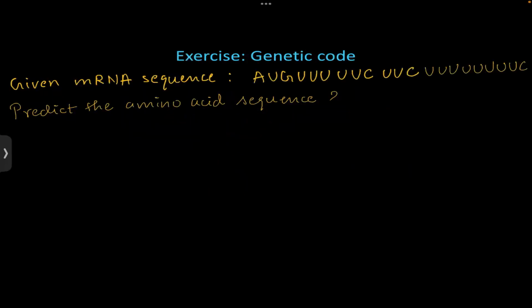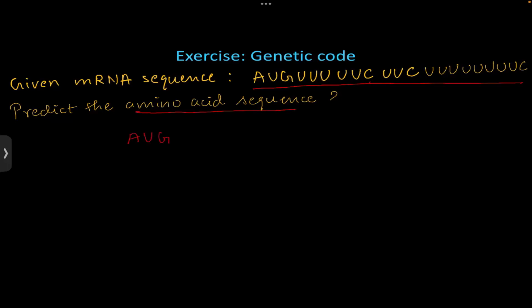Now, let me give you a short exercise to do. I request you to do it along with me. So here, this is an mRNA sequence that is given. This exercise is given in the book as well. So from this mRNA sequence, you have to predict what will be the amino acid sequence, or the sequence of the polypeptide chain. So you have to use the knowledge of genetic codes or codons that you have learned so far.